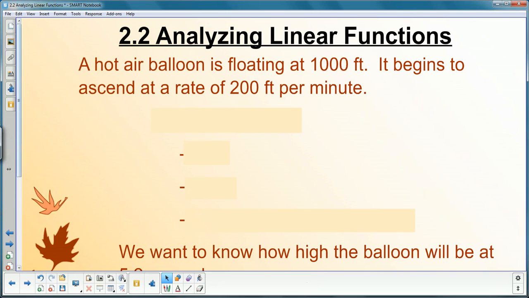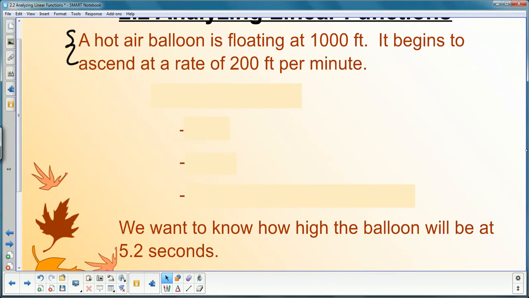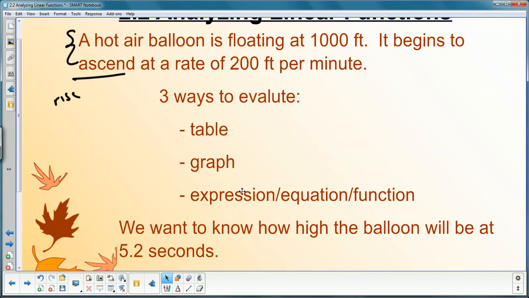So first thing, let's start with a problem situation. A hot air balloon is floating at 1,000 feet, and it begins to ascend, which again means to rise or go up, at a rate of 200 feet per minute. There are three ways we can evaluate this. We're going to look at a table, a graph, and then an expression, or an equation, really. And we're going to think about this if we want to know how high we are after 5.2 minutes.